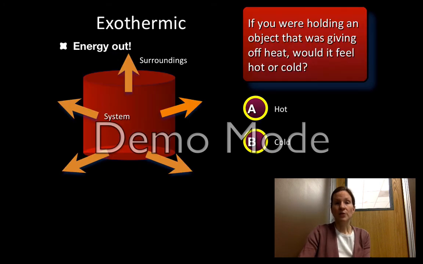So we can do the reverse for exothermic. When it's energy out, your hand in the surroundings is going to feel that energy being released from that object into the surroundings. So the surroundings are getting hotter. The energy out, the out is going into the surroundings. But the system itself is actually decreasing in energy. The system itself is getting cooler. So you feel the heat being released, but the system itself is getting cooler.